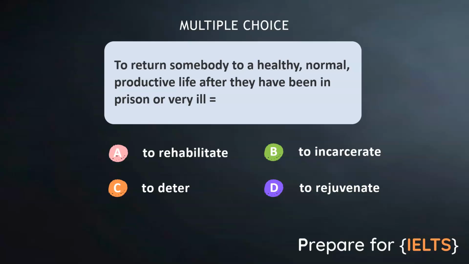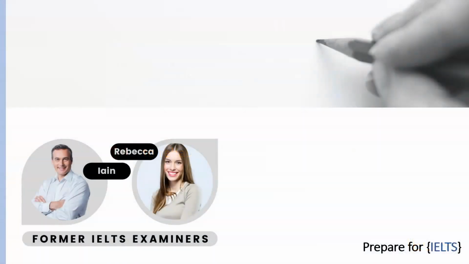To return somebody to a healthy, normal, productive life after they have been in prison or very ill, what is the verb that we need here? Of course, to rehabilitate. We referred to the noun rehabilitation. So the rehabilitation of offenders, making prisoners who finish their time in prison live good and productive lives, is the rehabilitation of offenders.